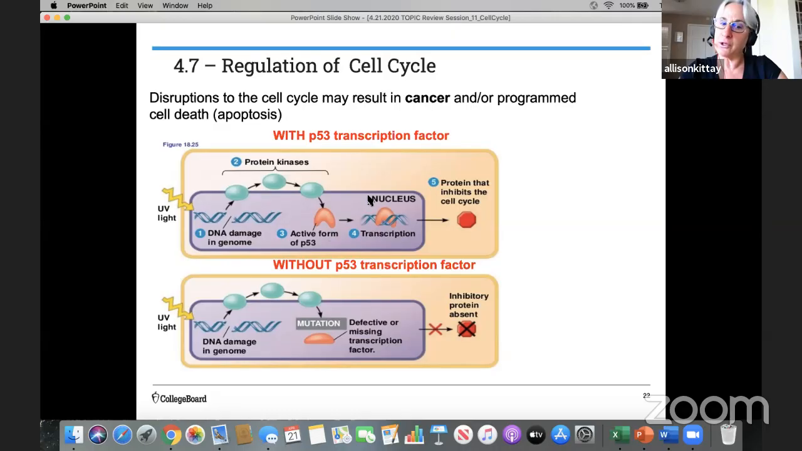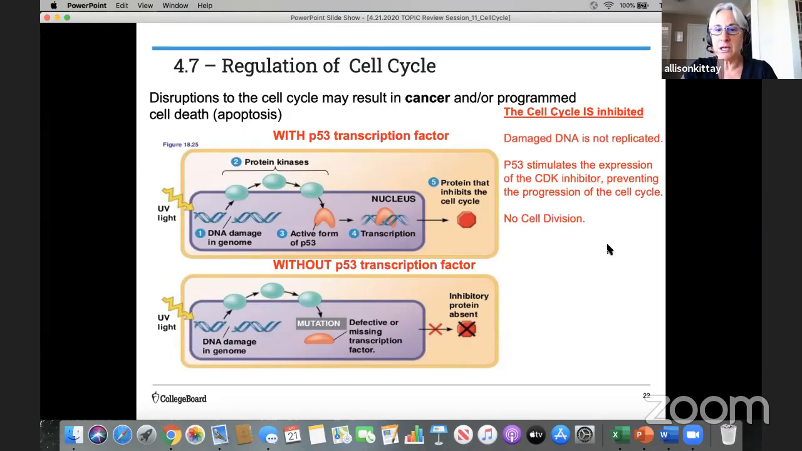P53 then goes to the nucleus and creates a protein that inhibits the cell cycle. Okay, so we got our signal, we've got our transduction, and we have a response, which is to produce a protein that inhibits the cell cycle. So that looks like the response is that the cell cycle is inhibited. So the damaged DNA is not replicated, so it stops in that cell.